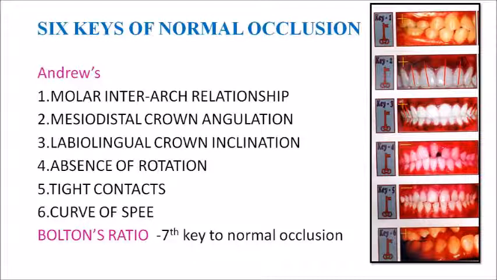Now these are Andrews' 6 keys of normal occlusion: molar interarch relationship, mesiodistal crown angulation, labiolingual crown inclination, absence of rotations, tight contacts, and curve of Spee. Apart from all the 6 keys, there is a 7th key to a normal occlusion, which is considered as the Bolton's ratio. We have already seen what a Bolton's ratio is in the chapter where we discussed diagnosis and model analysis. So these are the features of a normal occlusion.